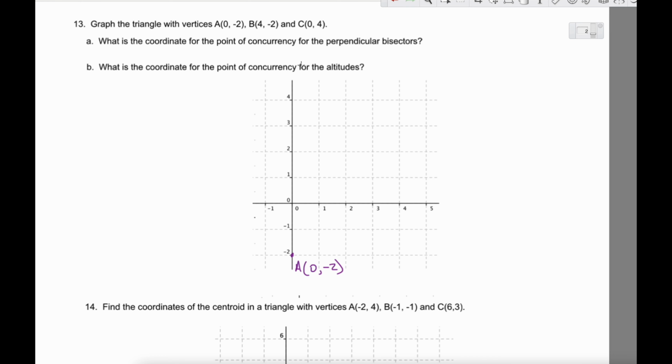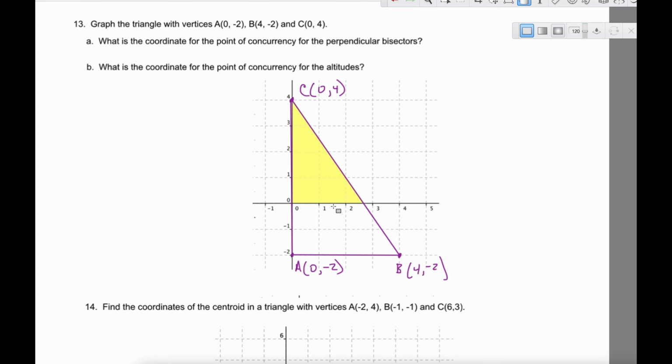I'm a big fan of labeling this stuff. 4, -2 is B. 0, 4 is C. And let's frame it up. Not with that tool. Alright, we got that. Maybe let's just color it in a little bit.